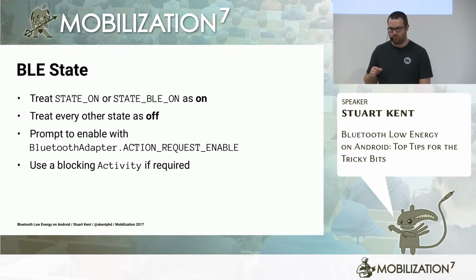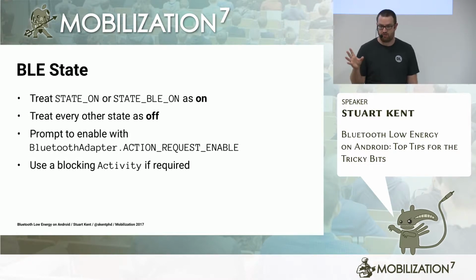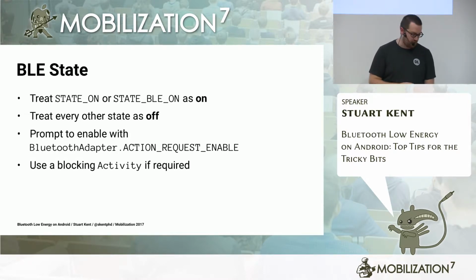If you detect that Bluetooth is not on and you would really like it to be on, you can use BluetoothAdapter.ACTION_REQUEST_ENABLE to fire an intent that automatically handles a really nice re-enabling flow for you from within your app. You don't even have to send the user out to settings. You can just prompt them right there. That's a really nice convenience offered to us by Google. And then if BLE being disabled really prevents users from using your application in a meaningful way, always have the option of throwing up a blocking activity to say, hey, you cannot go any further without enabling this. Please do so.